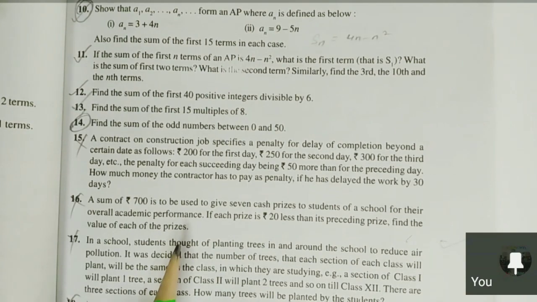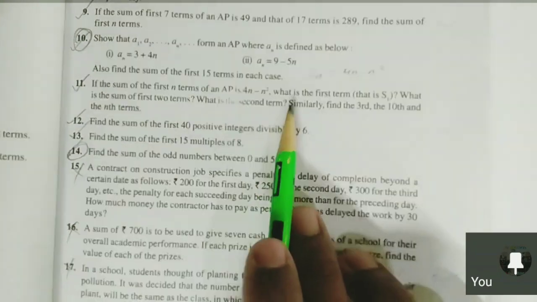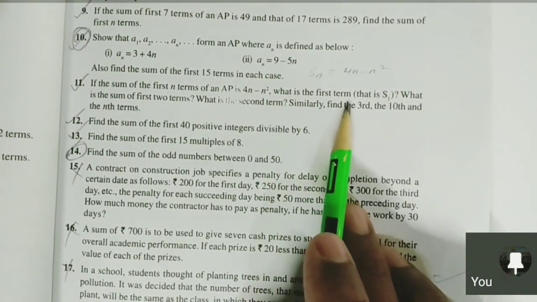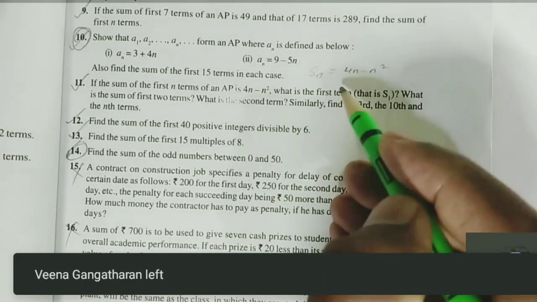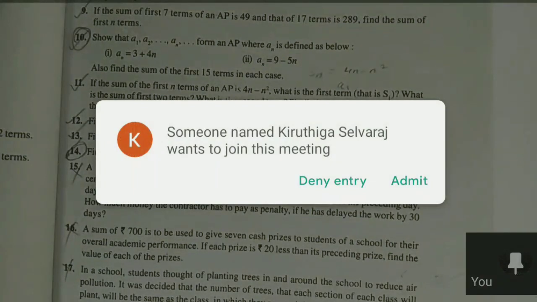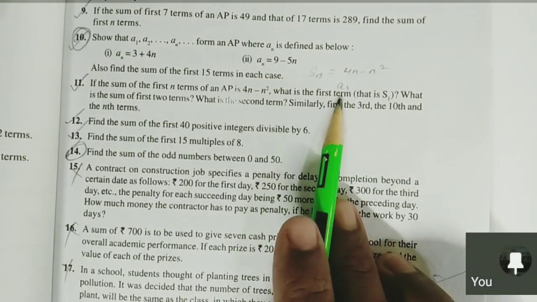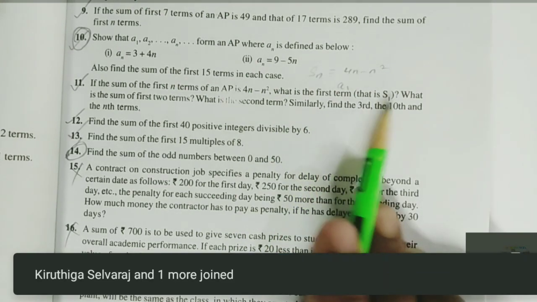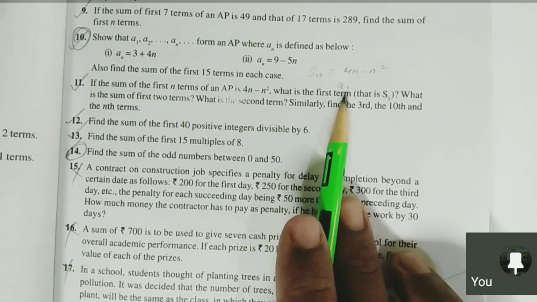Clear? Then, what is the first term? So, first term means what they are asking? A1. Are you clear? What is the first term? That is S1. Even the sum of the first term is the same or not?